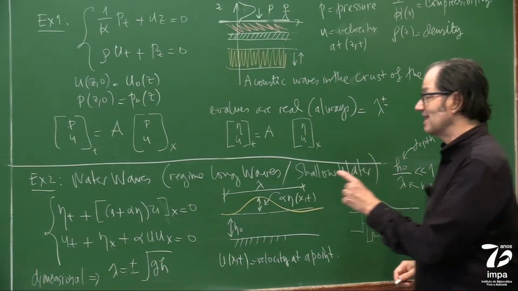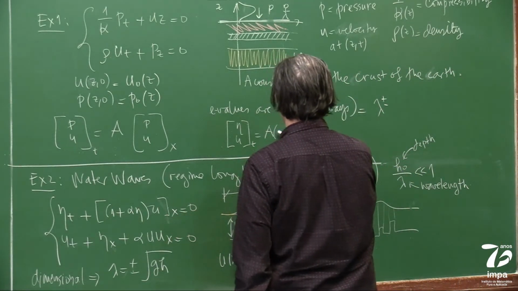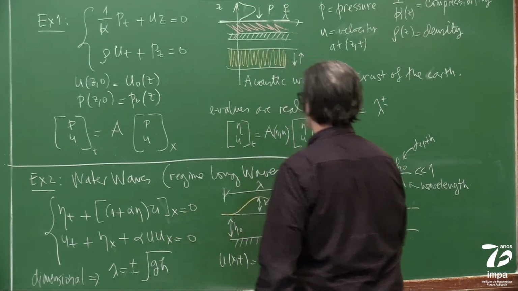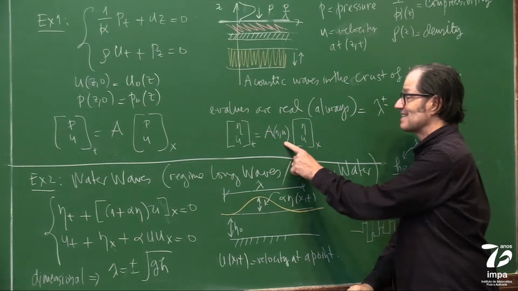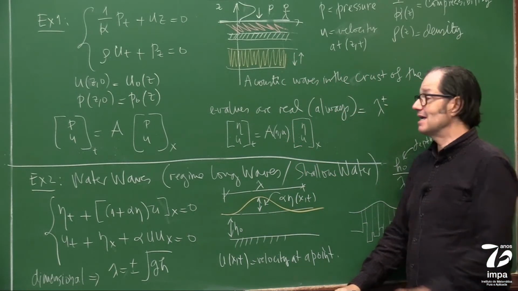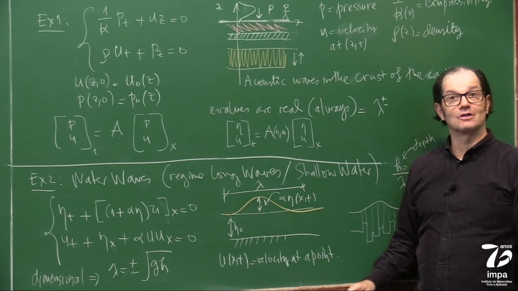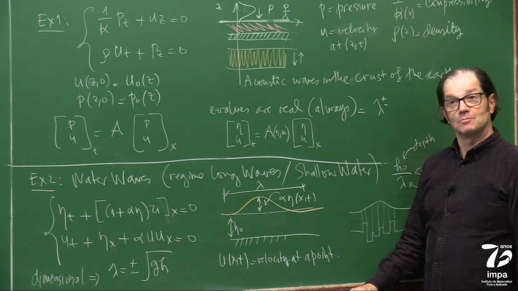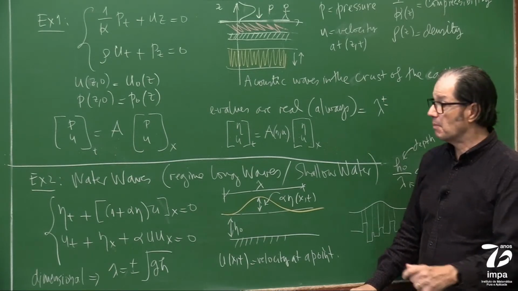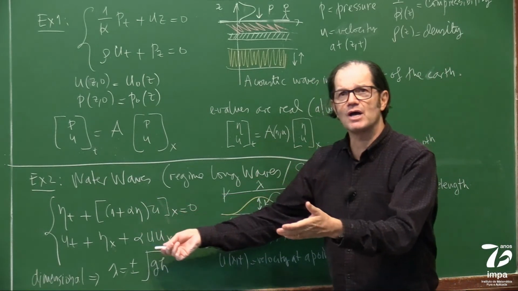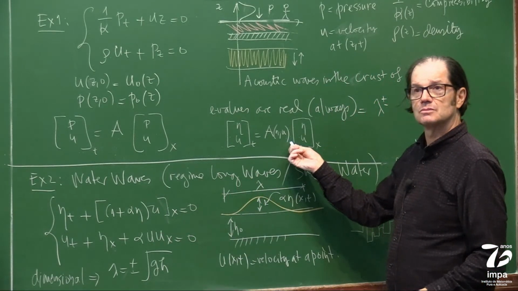Okay? For this problem, A is not constant anymore. A depends on the solution, because this equation is quasi-linear. It's a little bit like Burger's equation. But it's very easy to check. Just rewrite this in this form, okay?